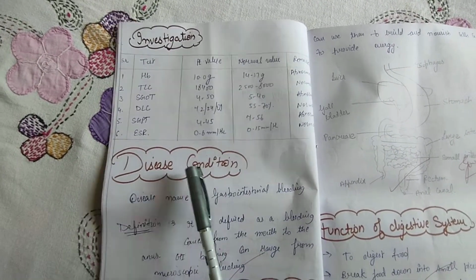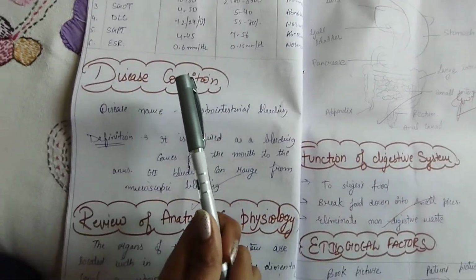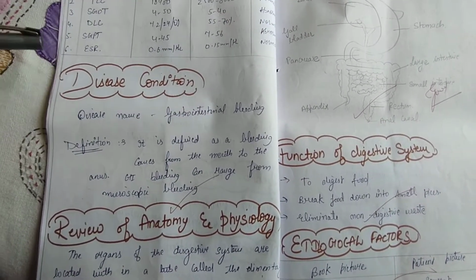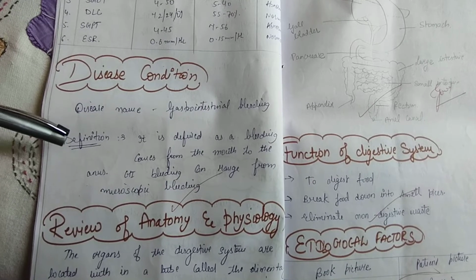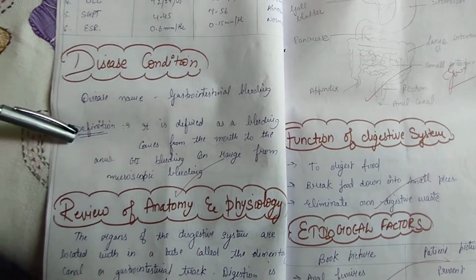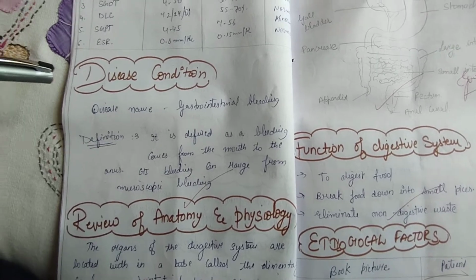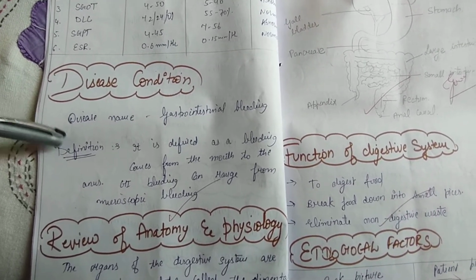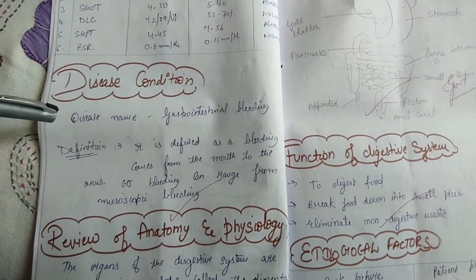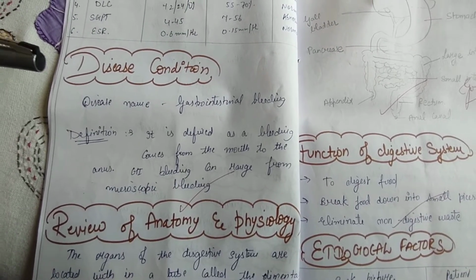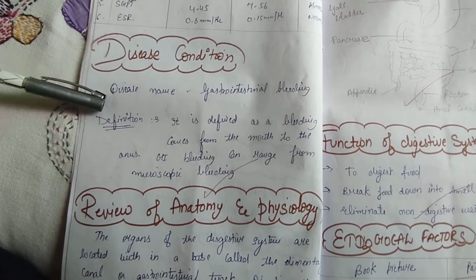After that, the disease condition we will not write in the nursing care plan. The disease condition must be written only in the case presentation. So we must write down the definition of the topic on which we are making our case presentation. You must define what gastrointestinal bleeding is, as we all know.